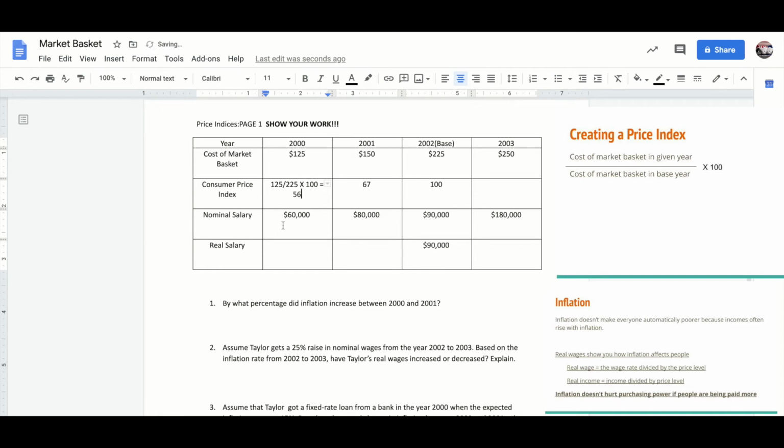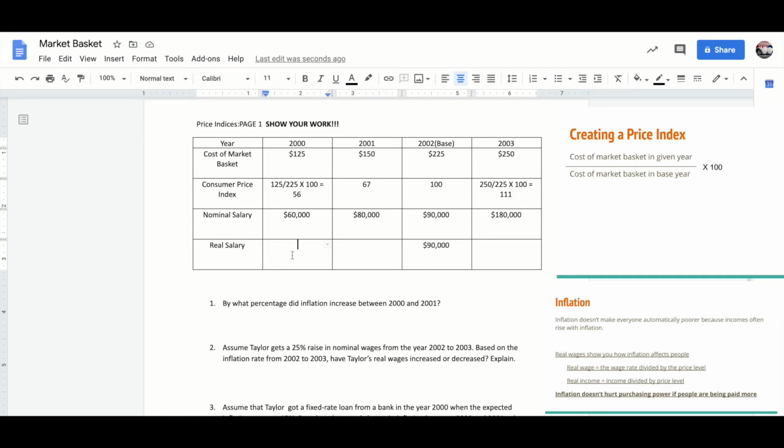So our CPI in the year 2000 is 56. It's 67 in the year 2001. And then for 2003, it's the same thing: 250 divided by 225 times 100 equals our CPI. Let me calculate that one real quick. 250 divided by 225 times 100 is going to come out to 111. So now we have our CPIs: 56, 67, 100, and 111.